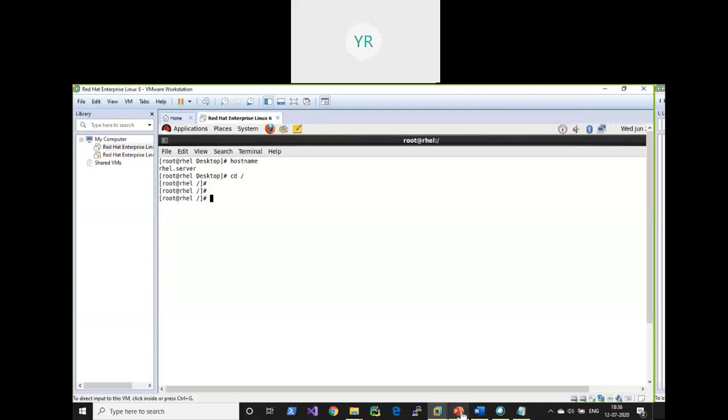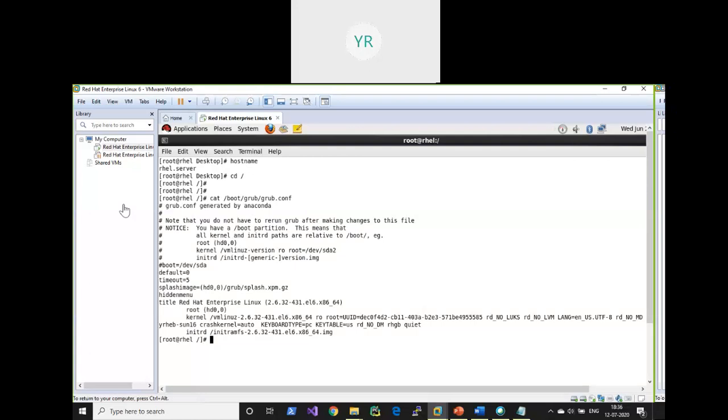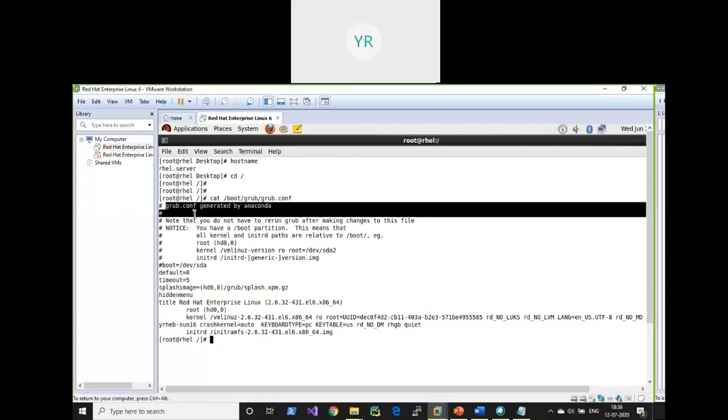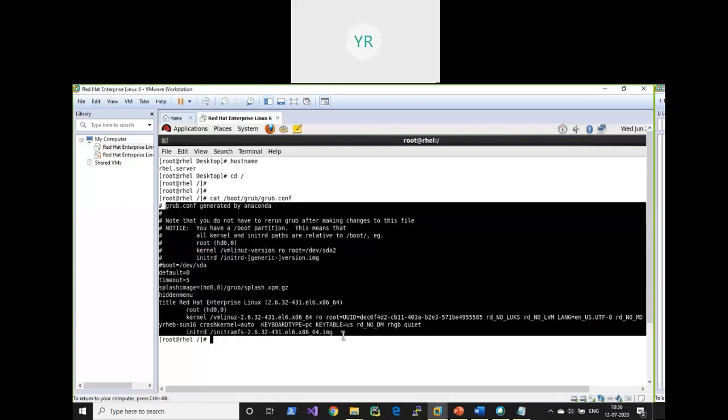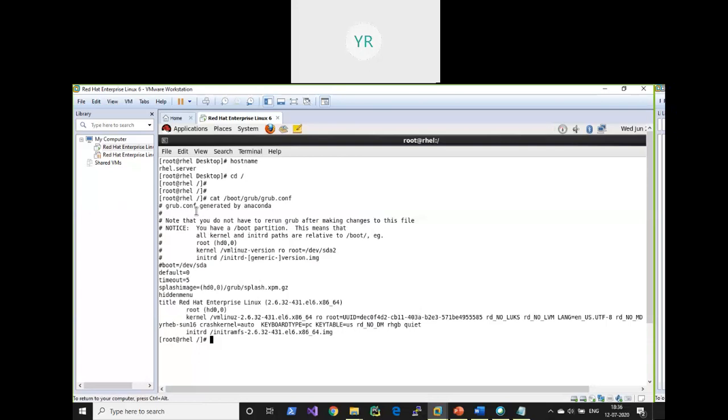Or directly see the contents of that file: cat /boot/grub/grub.conf. Look here. What information do we have inside this grub.conf? It says grub.conf generated by anaconda, something like that.